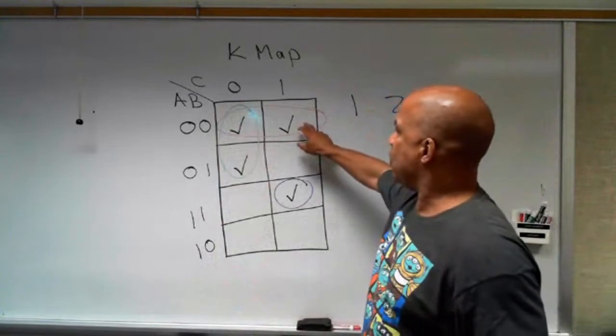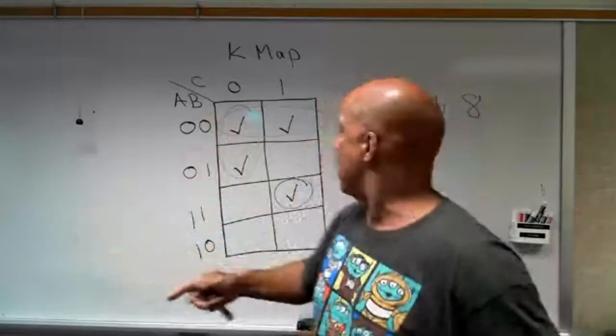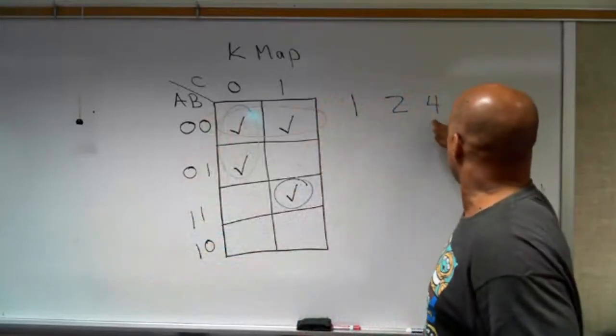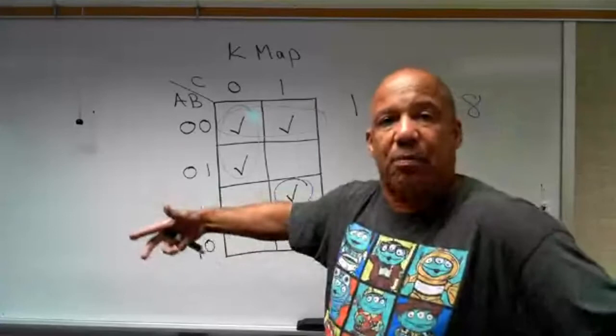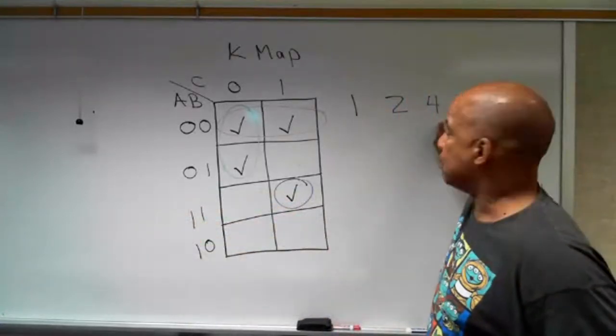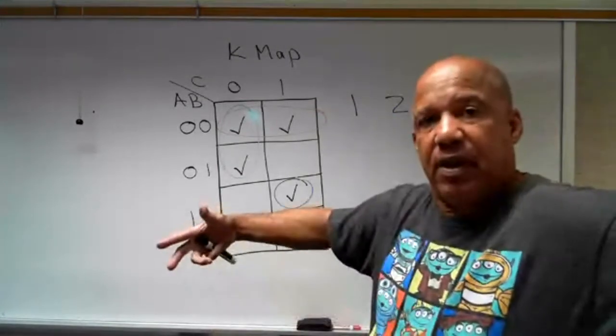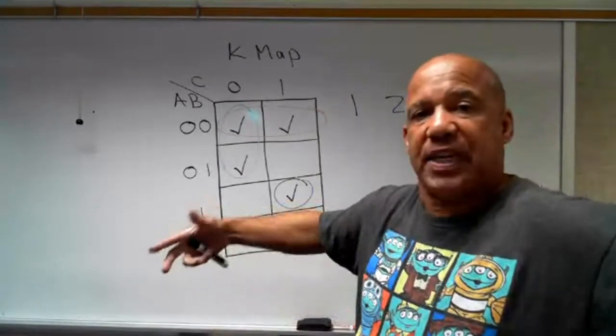So the object is you want to circle these members in groups of 1, 2, 4, or 8. You want to circle the largest number of members you can that follow this scheme right here. The largest number, and then you'll have the fewest number of groups if you have the largest number of members in each group.